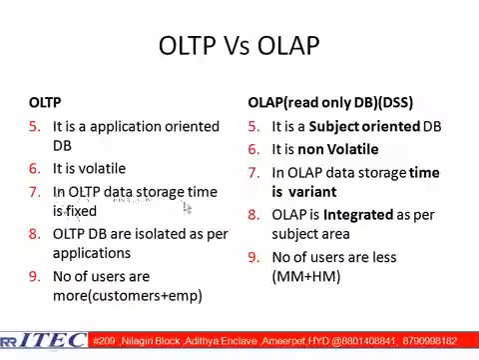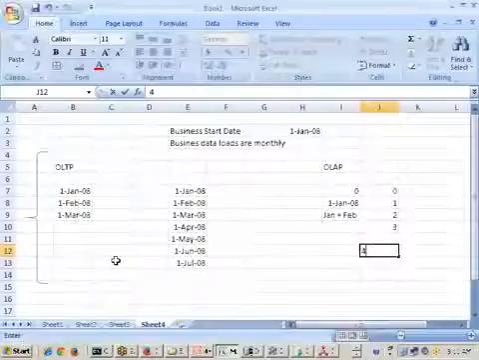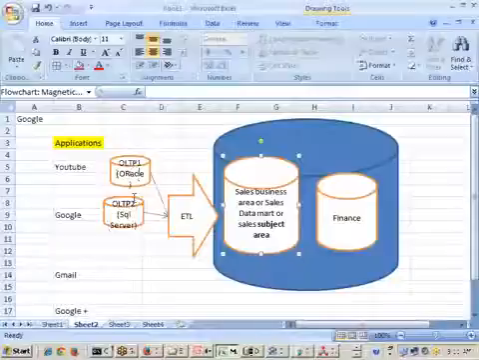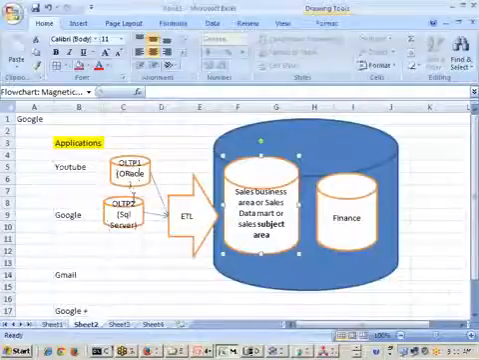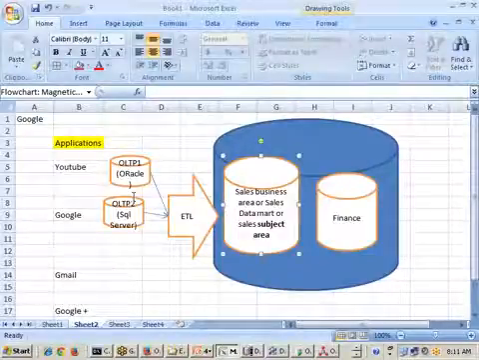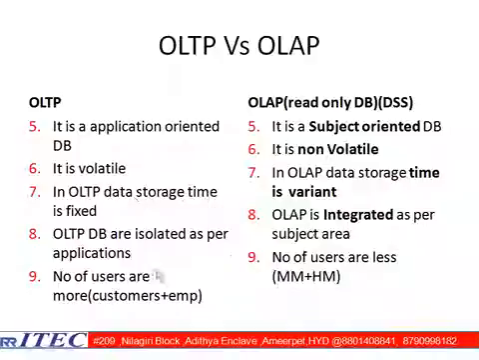Okay, people understand that very clearly. That's what we are saying: in OLTP, data storage time is fixed. In OLAP, data storage time is variant. Next one, OLTP DBs are isolated as per applications. See this diagram. At any point of time, this OLTP and this OLTP, are they communicating, sir? No communication. Separately available. Separately available means what, sir? Isolated. Okay, that point we understand very clearly. So OLTP DBs are isolated as per applications. Next, OLAP is integrated as per subject area.